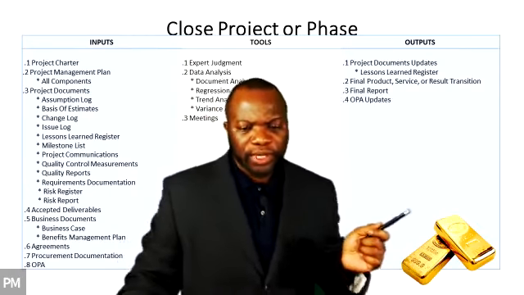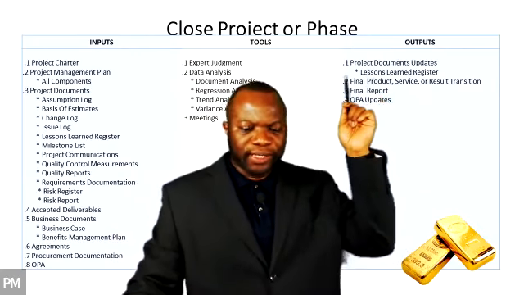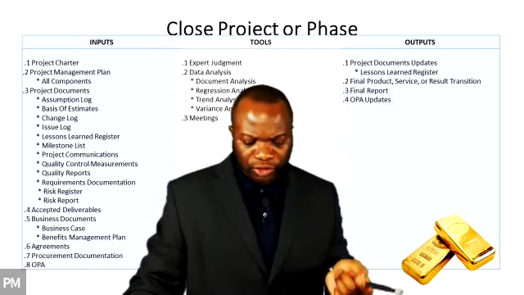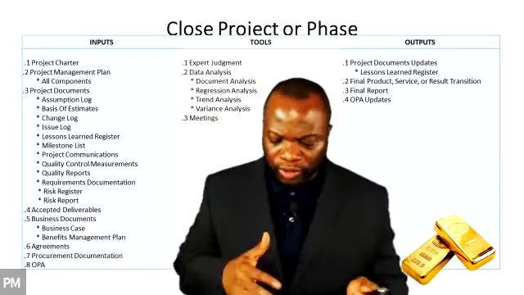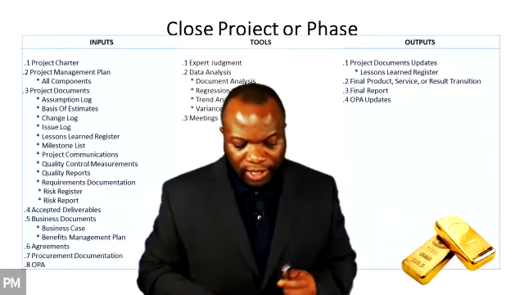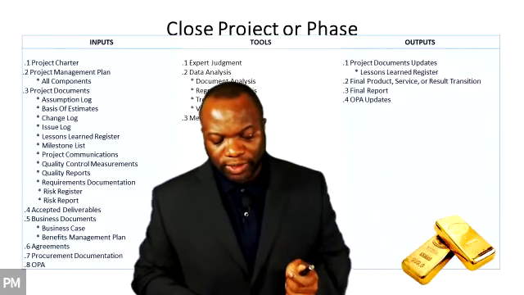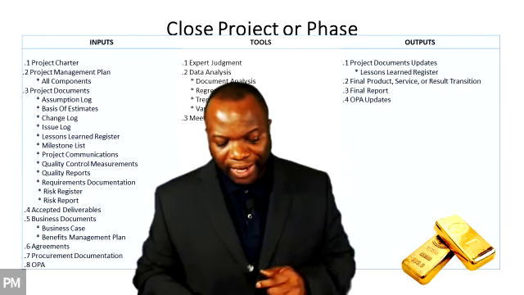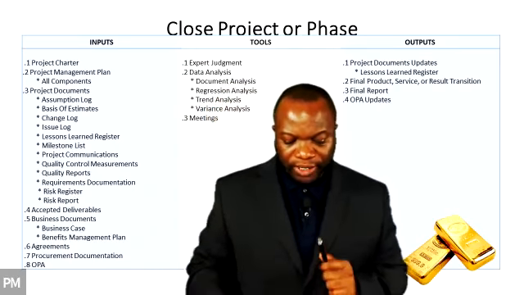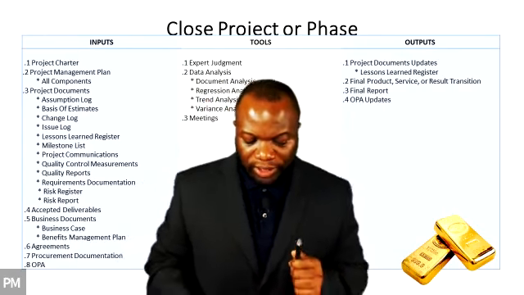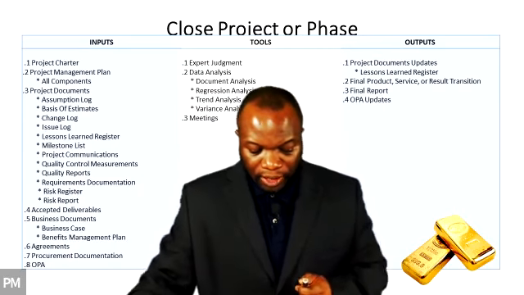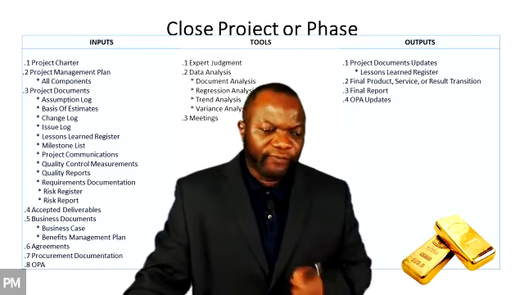Major outputs. I've already talked about these: project documents updates, any documents that need to be updated. We've talked about the final product, service, or result, transitioning the deliverable to the client. It says on page 127, a product, service, or result once delivered by the project may be handed over to a different group or organization that will operate, maintain, and support it throughout its life cycle. Keep that in mind. All right, next one here is the final report.